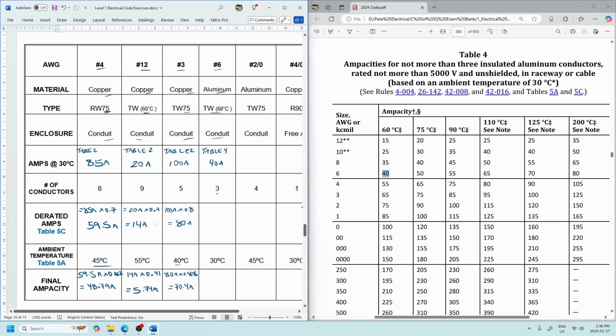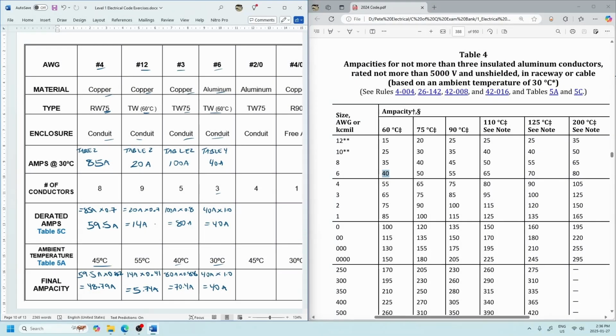We can see here that there are 3 of those in the conduit, so we're going to take that 40 amps and keep it at 100%. So we're still at 40 amps there. And it looks like we've got ambient air temperature not greater than 30 degrees, so again our 40 amps stays at 100%. And so our maximum ampacity for the number 6 aluminum TWs run in conduit with 3 conductors is going to be 40 amps based off of table 4.